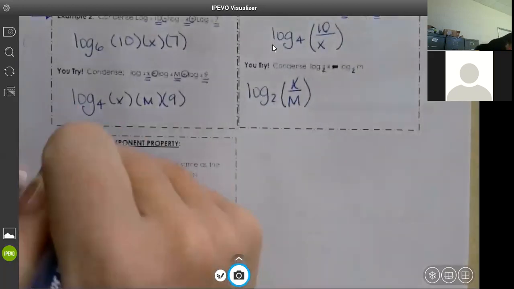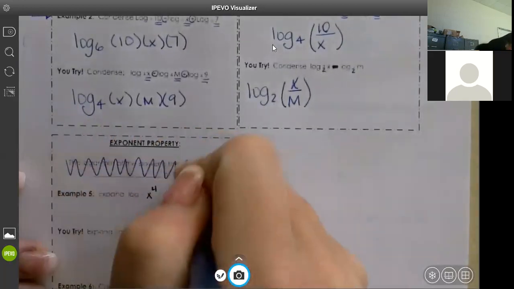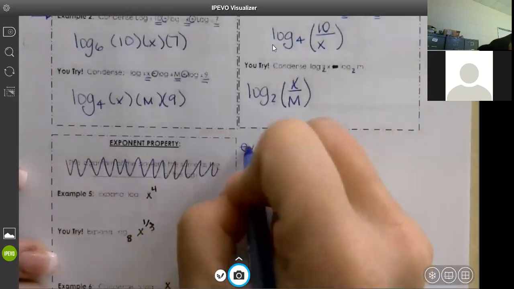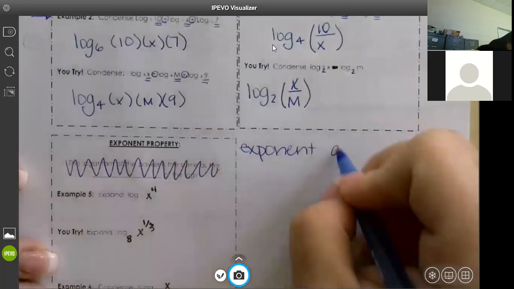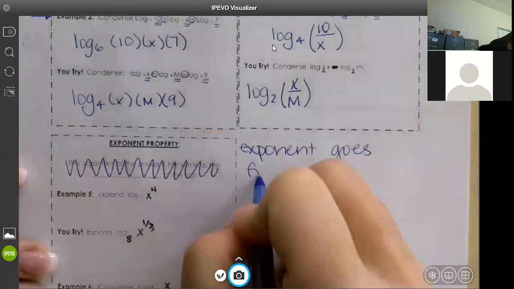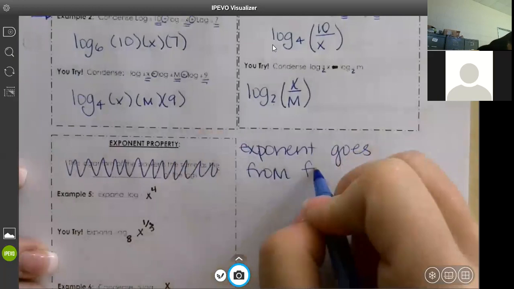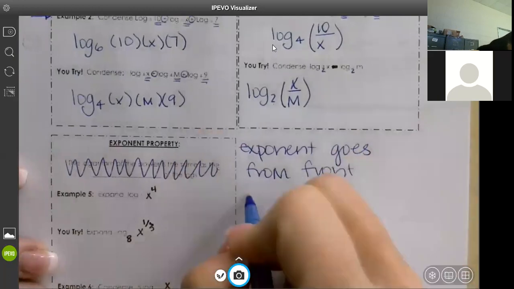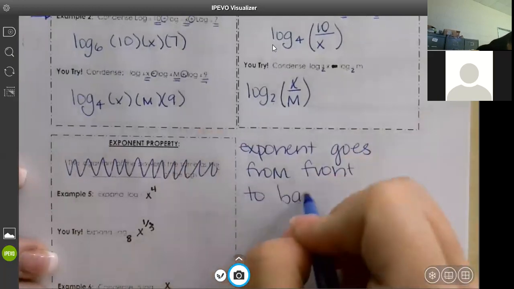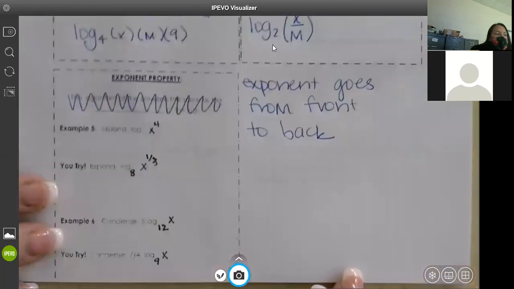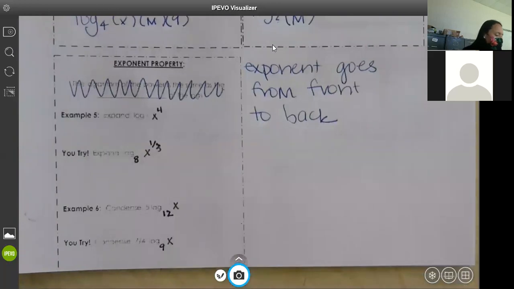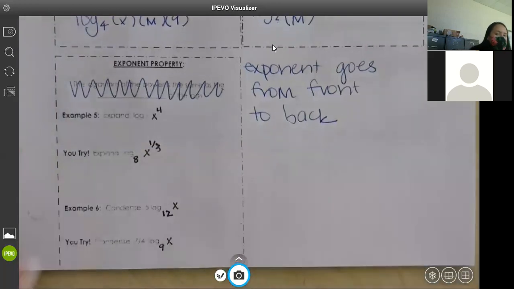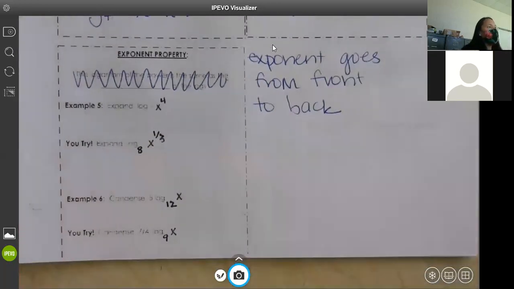All right, I don't like the way that this is written, so I'm going to tell you your exponent goes from front to back. And I'll show you that real quick. This one's the easy one.